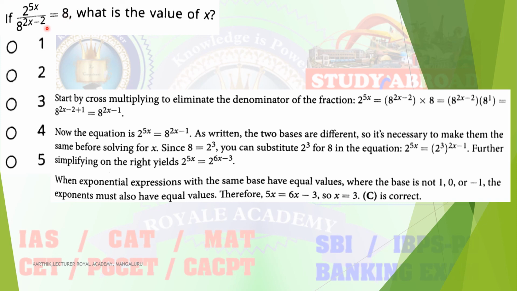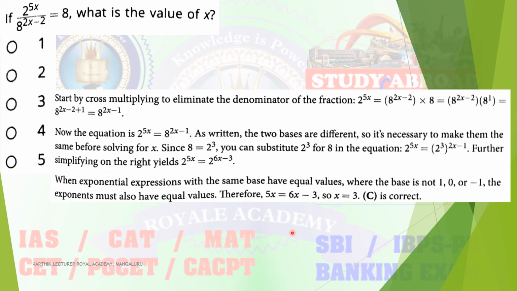This is actually cross multiplying by 8. 8 to the power of 0 is nothing but 1, so 8 to the power of 1 is equal to 8. Then while multiplying, the powers are added: 2x minus 2 plus 1, so you will get 8 to the power of 2x minus 1. Now the equation is 2 to the power of 5x is equal to 8 to the power of 2x minus 1. This is the final expression.